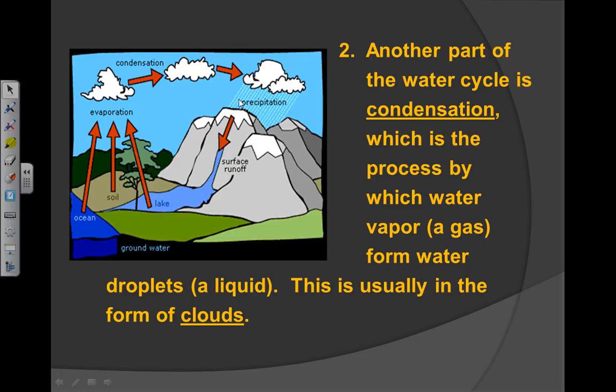So if you look at this diagram, here we have evaporation going on right here from the oceans, from water in the soil, and then from fresh water like lakes. It evaporates into the atmosphere. As the water vapor, the gaseous water, rises in the atmosphere, the temperature starts to cool down and it turns back into liquid water in the form of tiny droplets, and that's how we get clouds. So the water that was a vapor condenses into a liquid and we get clouds right here.